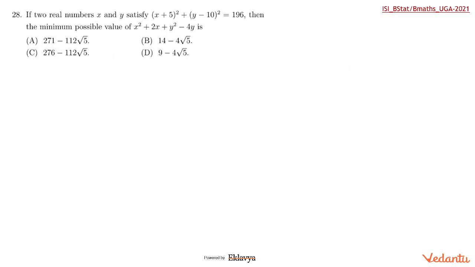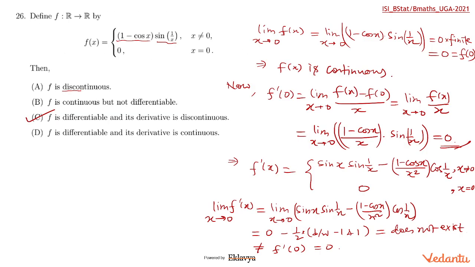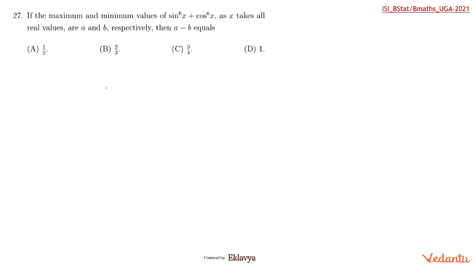Question number 26 was there. If a and b are the maximum and minimum value of sin raised power 6 plus cos raised power 6x, as x takes all real values, respectively, then a minus b is equal to. So sin raised power 6x plus cos raised power 6x, very common function is this.